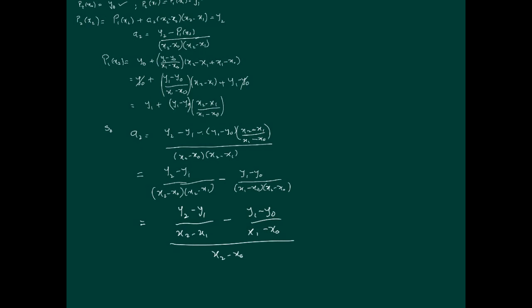Okay, so this essentially, now if you look at it, there is a pattern now. This is y2 minus y1 over x2 minus x1, sorry, wait. This is y1. So, and then we have y1 minus y0 over x1 minus x0, all divided by x2 minus x0. So now that's what we end up with.